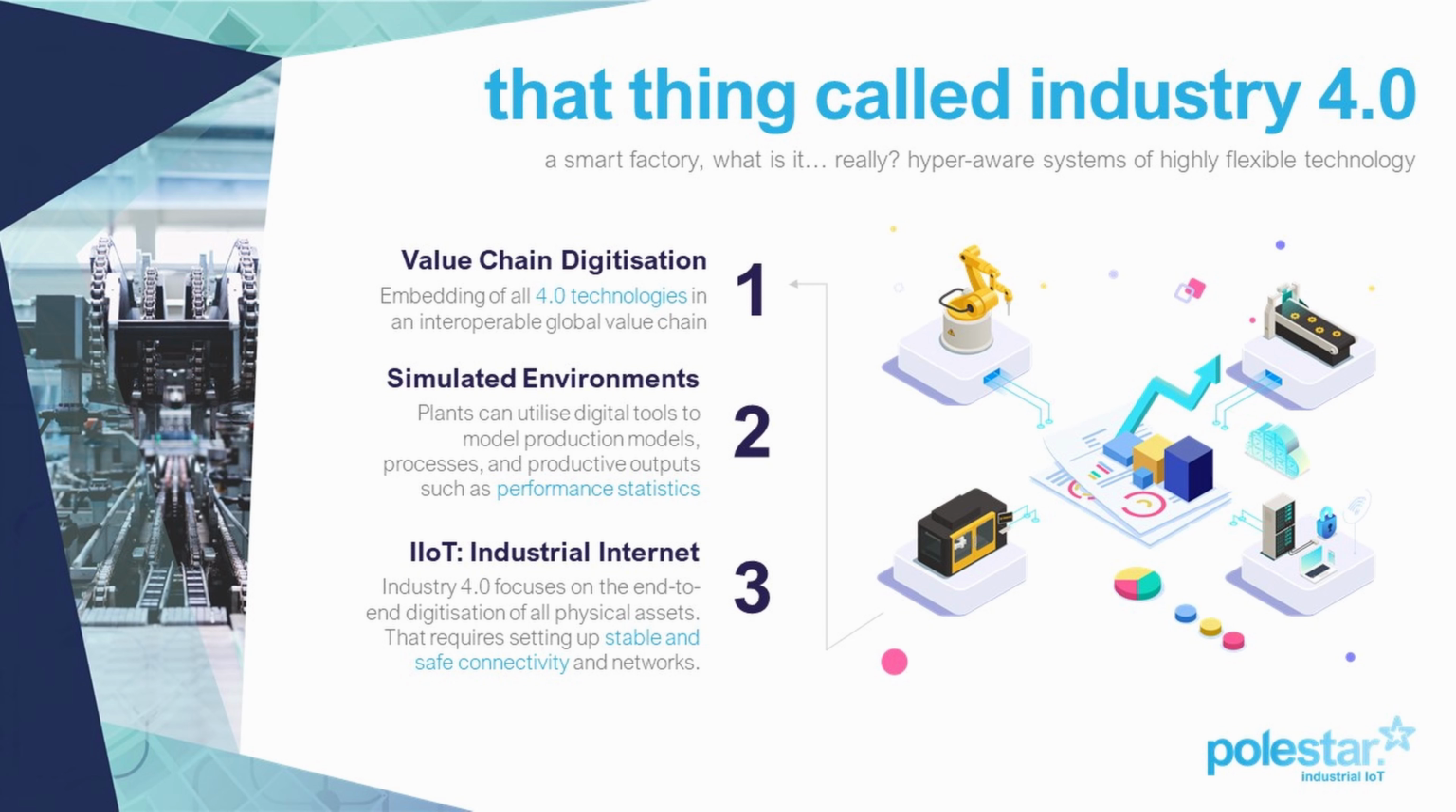But it's really a technological movement that creates a framework for embedding these elements into an interoperable global value chain, or at the simplest level, a bunch of hardware, software, and cloud services that lets you see stuff you couldn't see before. Under the Industry 4 model, production can now take place in simulated environments and utilize digital tools to investigate production models, processes, and productive outputs, such as performance statistics. The networks of machinery in a smart factory can eventually become hyper-aware systems of highly flexible technology in their own right, responding rapidly, not just to human commands, but to their own perceptions and self-direction.